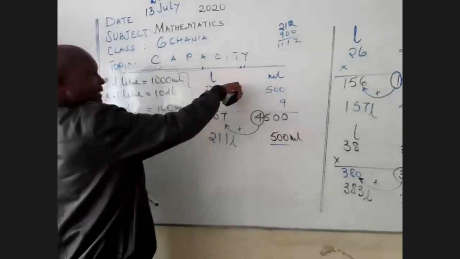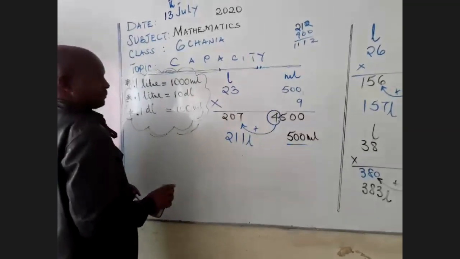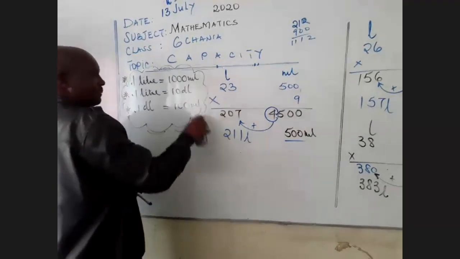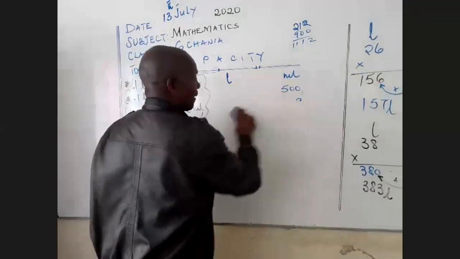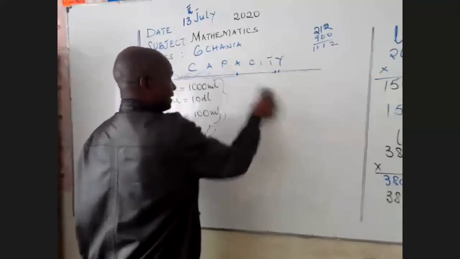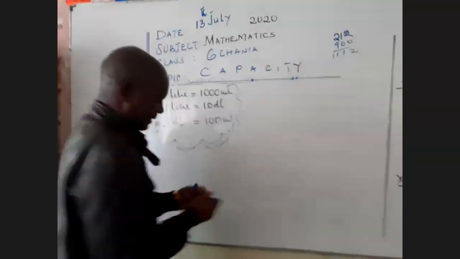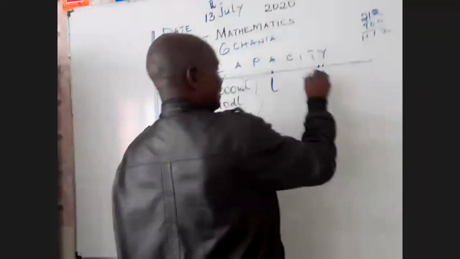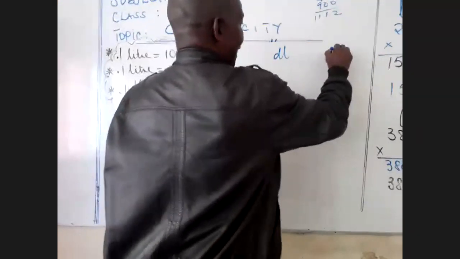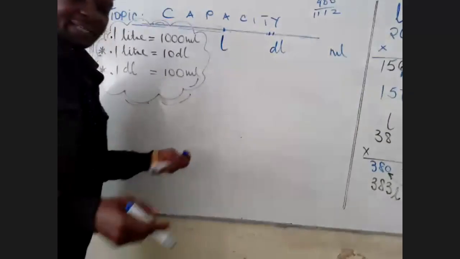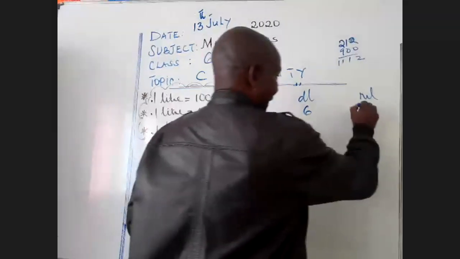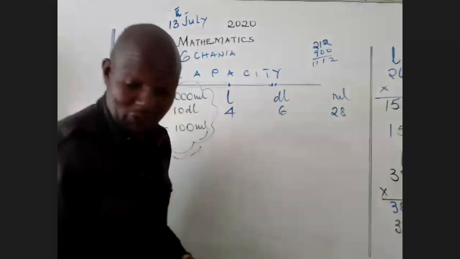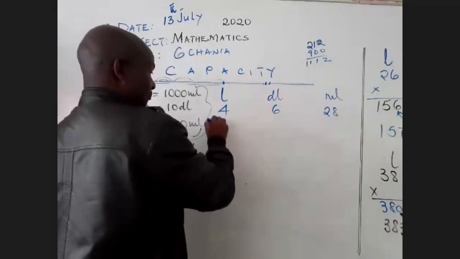Now, supposing we plant deciliters just like in addition and subtraction. Supposing we put deciliters in the middle there, let's try and see what will happen. Liters, deciliters, and milliliters. Let's take a simple example. We have 4 liters, 6 deciliters, and 28 milliliters. Everything to be multiplied by 4.